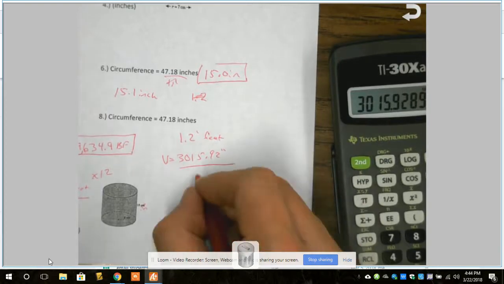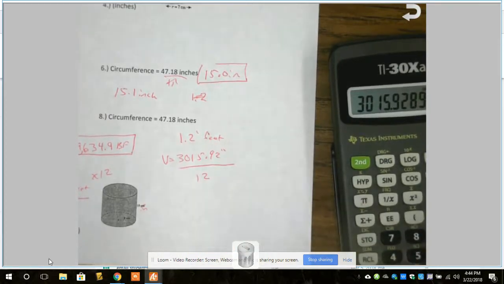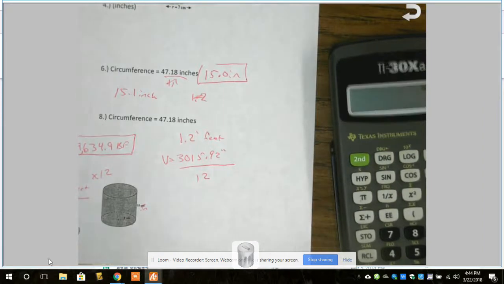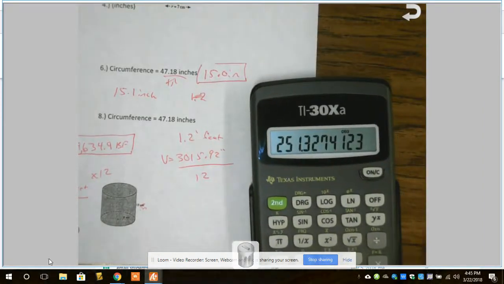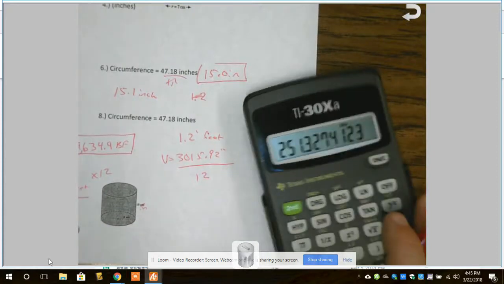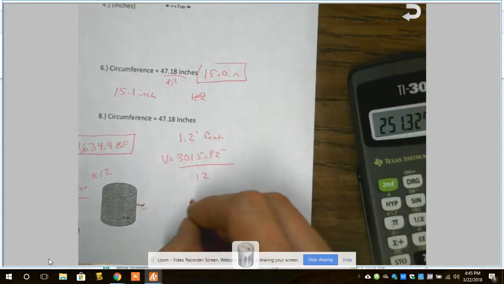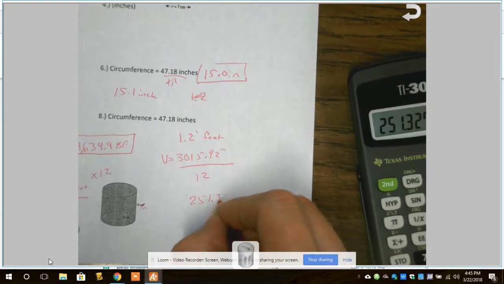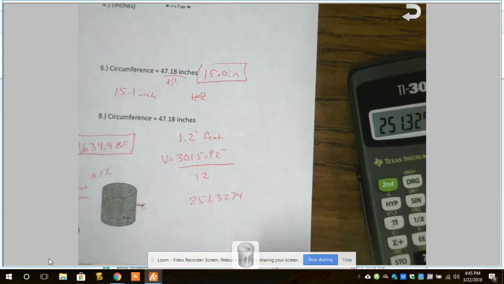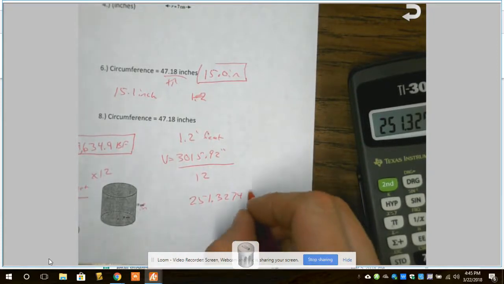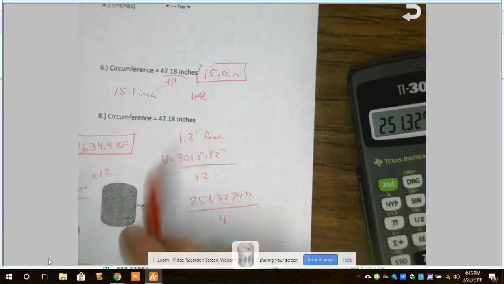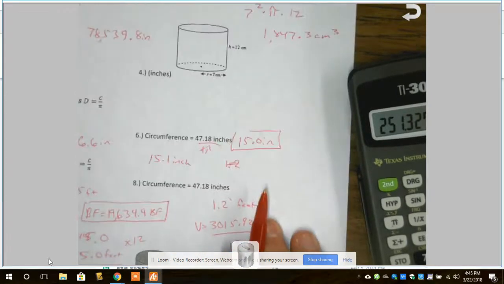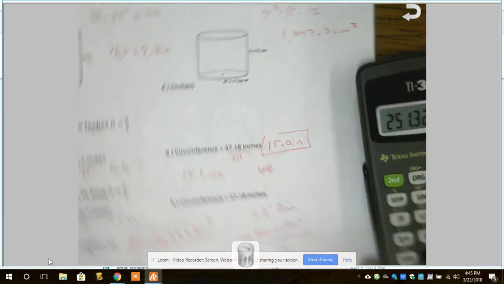We're going to divide by 12. So divide that guy by 12 equals that. Now that's in terms of feet. So basically, the volume in feet is 251.3274. Now we're going to divide that by 4. So we'll go back up to the equation, so that you guys can see.